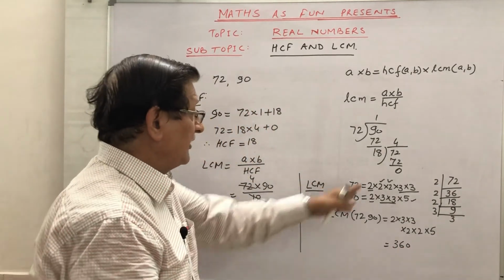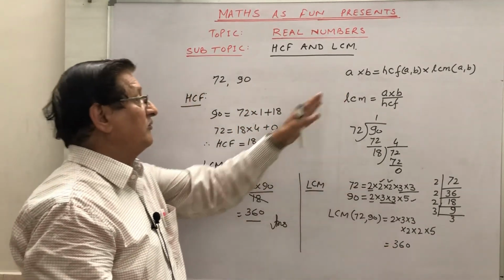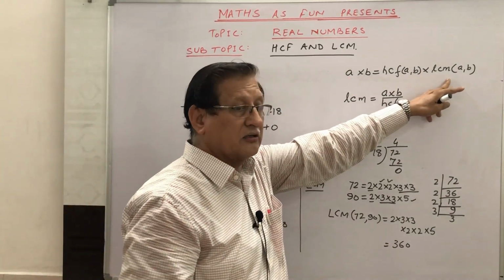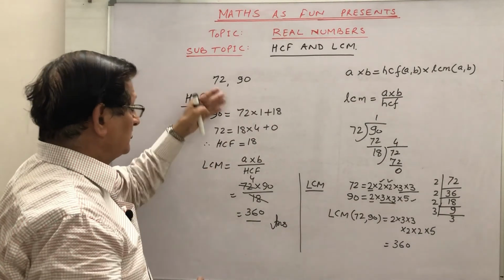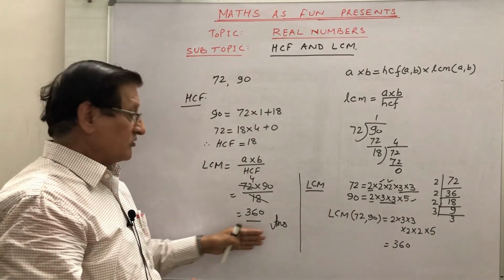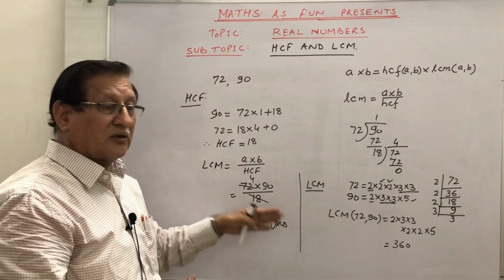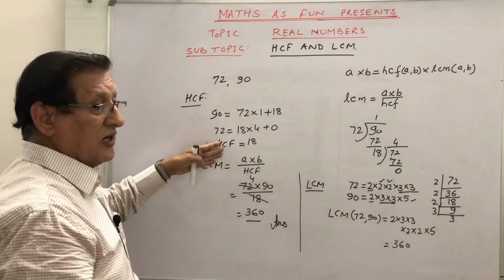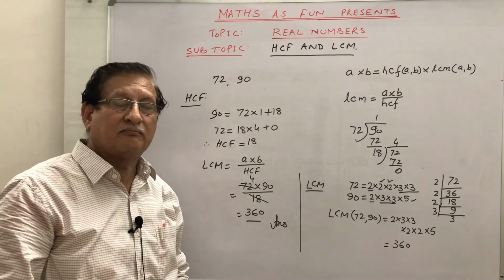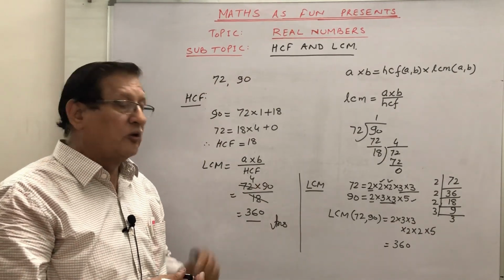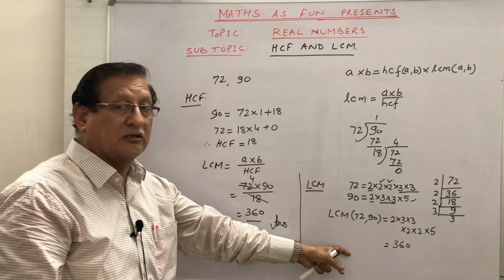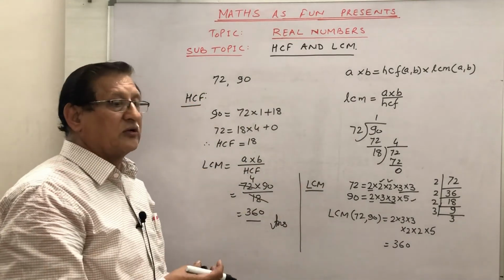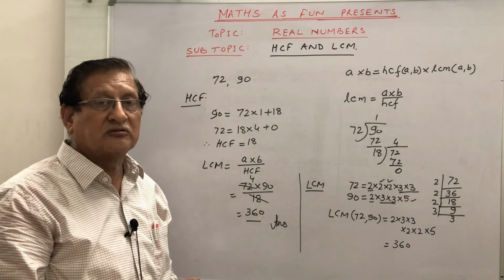So what we are finding is that the LCM is the same. It means our formula A into B is equal to HCF into LCM is correct, and the LCM we found by using HCF is also correct. Sometimes you get a question like this: find the HCF of the two numbers and hence find the LCM. That hence means you are not to find the LCM by any other method, but you have to apply HCF and then find out the LCM of the numbers.